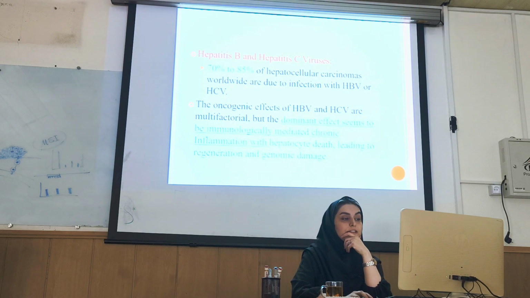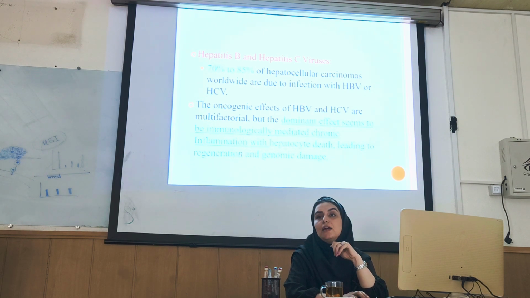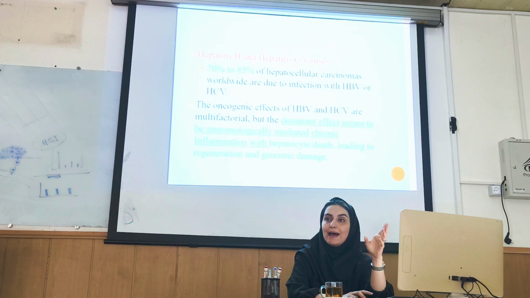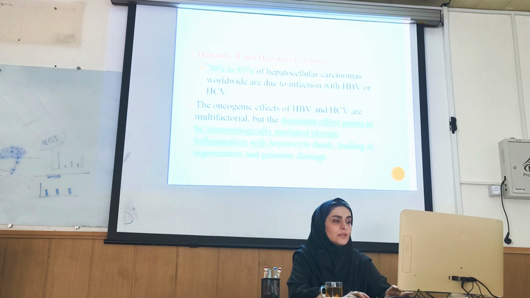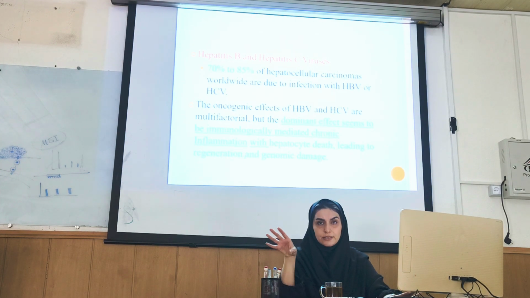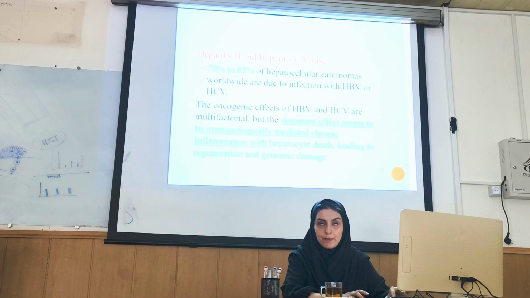And the oncogenic effect of HBV and HCV is multifactorial, and the dominant effect seems to be immunologically mediated chronic inflammation. As I said before, in any situation of chronic inflammation, we have compensatory proliferation of the other undamaged cells, and in this situation, we have some acquired mutations in this area. So at the site of chronic inflammation, we have hepatocyte death, and after that we have regeneration in the other cells to compensate for the activity of damaged cells, and finally we have genomic damage in this area.